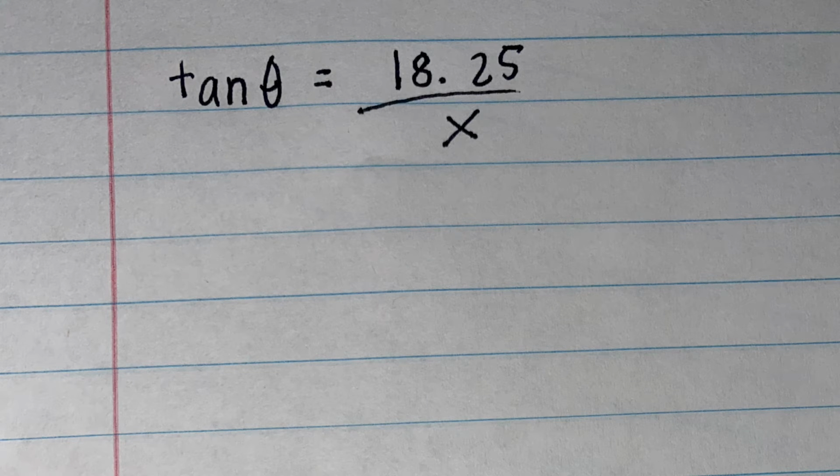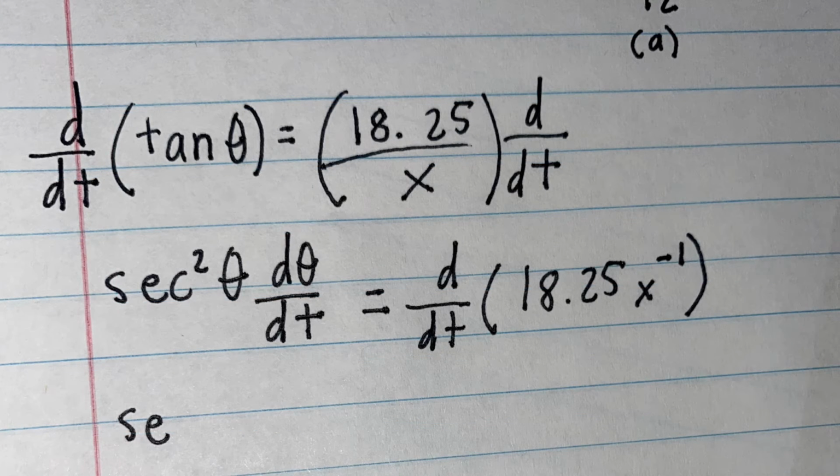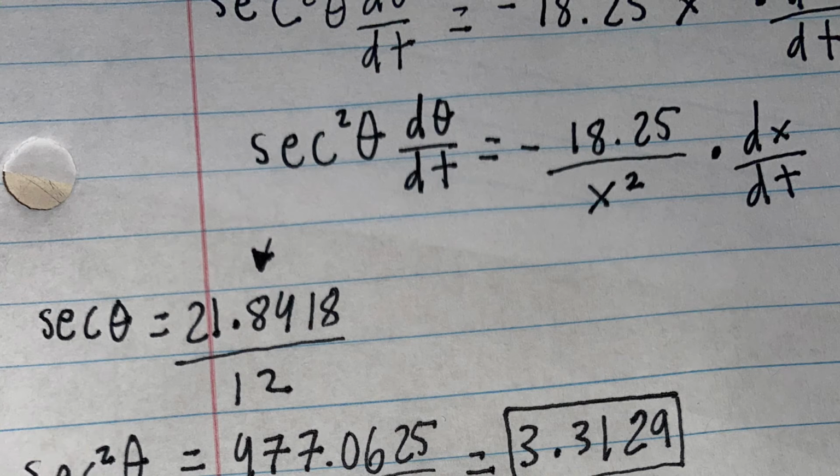We know that tangent is opposite over adjacent, so tangent of theta would be 18.25 over x. Then we take the derivative of both sides and we get secant squared of theta times d theta over dt equals the derivative of 18.25 times x to the power of negative 1.